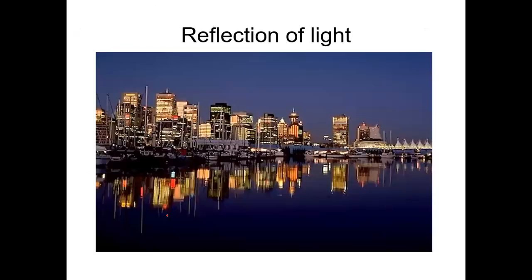Okay, so what is reflection of light? As you can see, this is a beautiful scenery in which water is there, and some colorful buildings are there, and you can see their image. The image of the buildings is formed in the water. So this image of the building formed in the water is due to the process of reflection of light. Okay, so what is reflection? Reflection is basically the bouncing back of light after hitting a surface in its way.